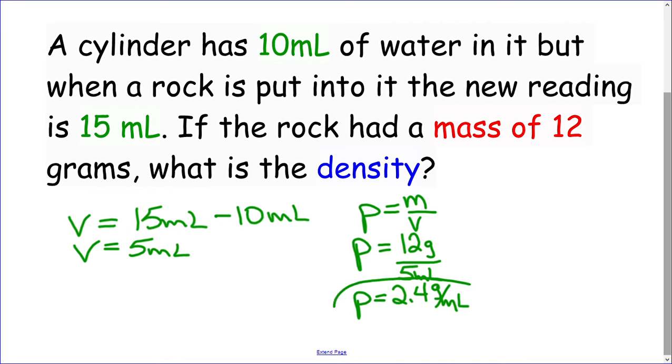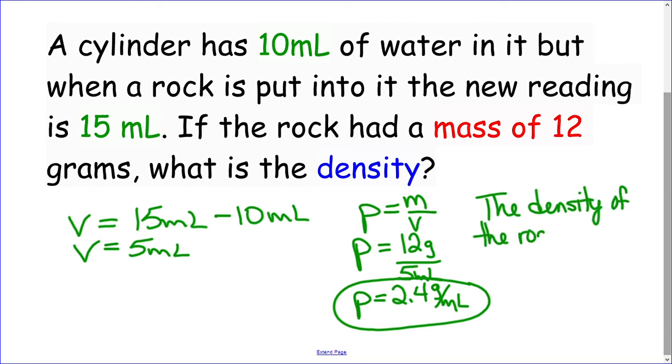Now again, I'm going to box this in, and if the rock had a mass of 12, what's the density? So the density, I need a sentence answer at the end. The density of the rock is 2.4 grams per milliliter. So we can calculate what the density is of an irregular shaped object using this idea.